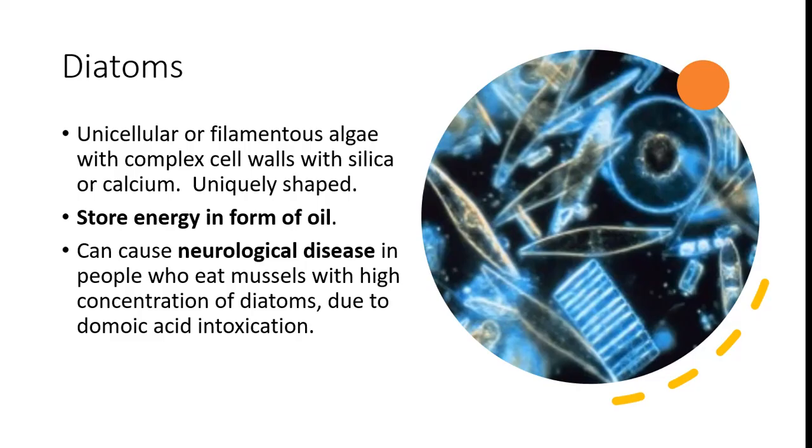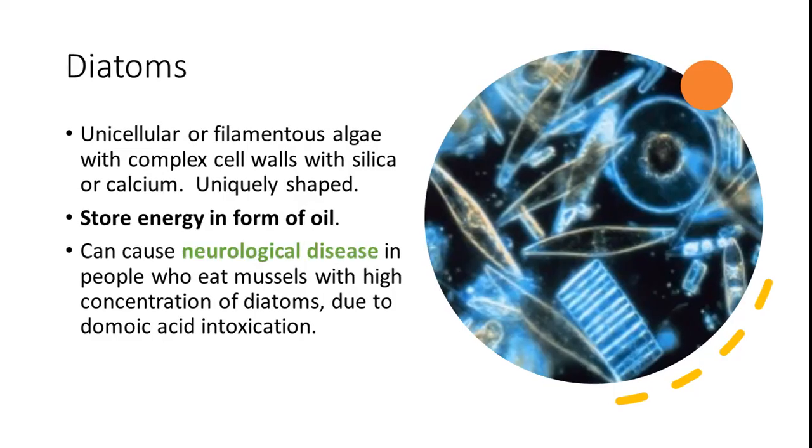Diatoms are very important for us for 2 reasons. One is because they're a major source of stored energy in the form of oils. Also, because they are microscopic, they are a major food source for some of the ocean inhabitants such as mussels. When mussels eat a large amount of diatoms and have them within their tissues, then when people eat those mussels and digest those diatoms, they get a toxin from the diatoms that causes neurological disease.